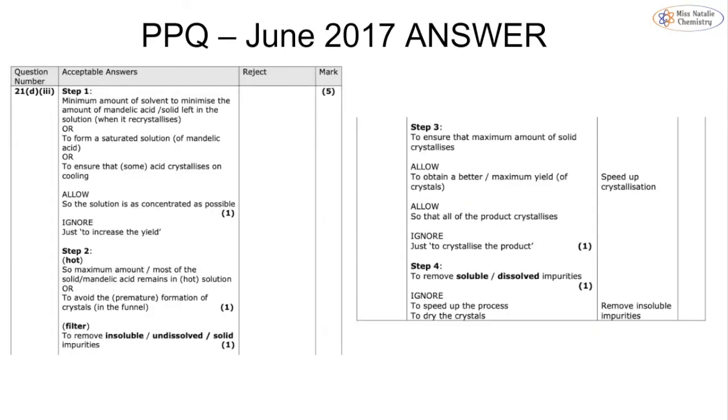We can have a look at the mark scheme as well. And it tells us basically what we've just said, that we want to dissolve it in the minimum amount so that we have all of the mandelic acid in our solution. We want to undergo hot filtration so that we keep the maximum amount in solution, but we're removing our insoluble impurities. We put it into the ice bath to allow the maximum yield of crystallization, and we undergo the suction filtration in order to remove any soluble impurities.